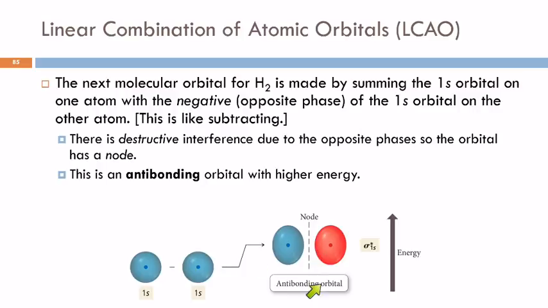This antibonding orbital is higher in energy. Here's the energy of the original atomic orbitals. When we combine them in this way, it goes up. This is given the designation sigma star 1s. That star tells us this is an antibonding orbital.